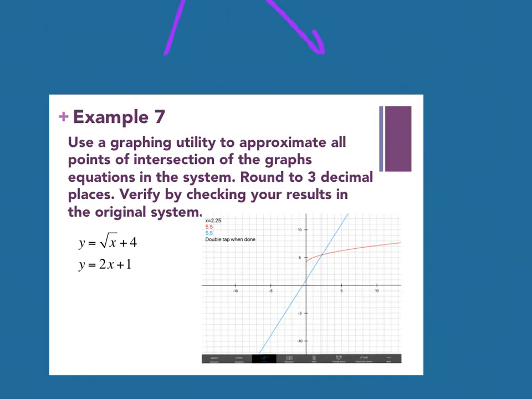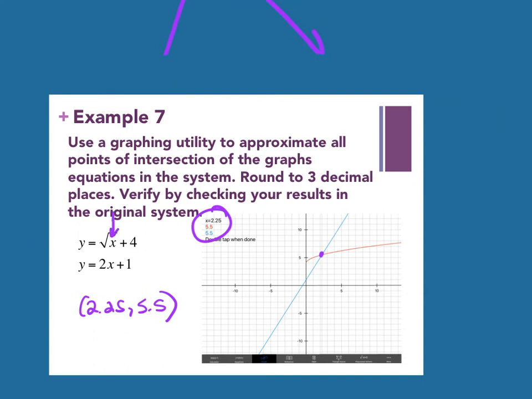So that's what my graph looked like. And again, I double tap the home screen, it pops up and it says find intersection. I clicked find intersection and then I tapped right where they meet. And that coordinate point here is up here in this left corner, which X is 2.25. Both the Y's are 5.5 because that's where they overlap. And that would be my coordinate point. So when it says to verify by checking your results in the original system, it means you can actually plug this in.